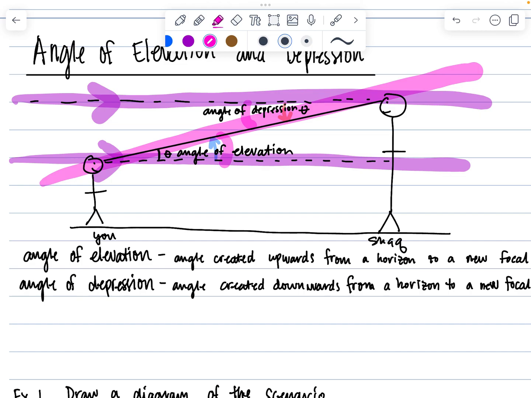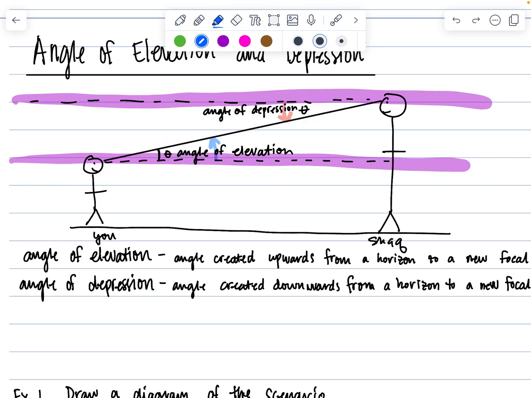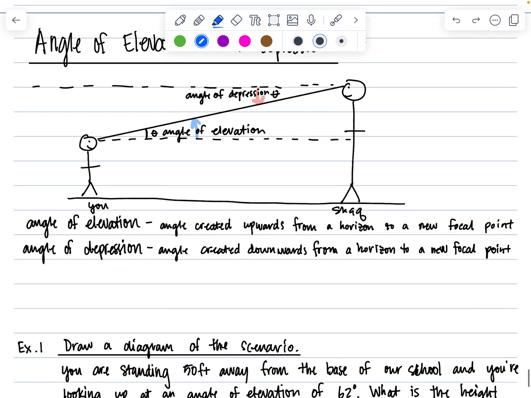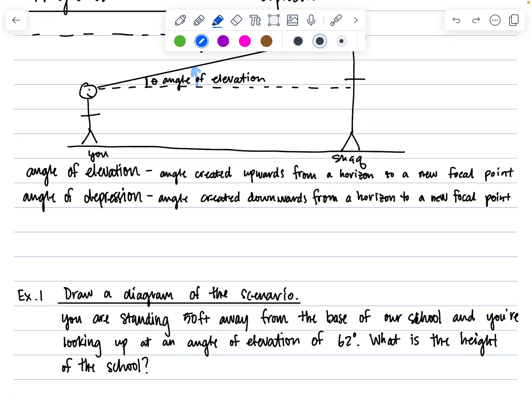If you remember this, great. We make that Z that we've talked about prior, and whenever you make that Z, it creates alternate interior angles. If you remember, alternate interior angles are congruent, which means the angle of elevation and angle of depression are in fact congruent to each other. So this is a nice bonus point to address. Let's do this in purple and put a star next to this. The angle of elevation is going to be congruent to the angle of depression.